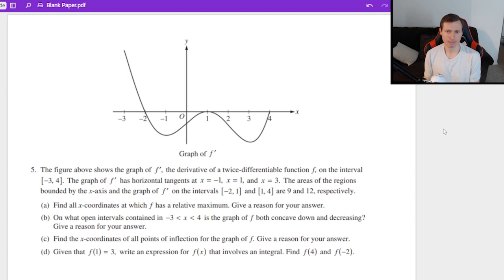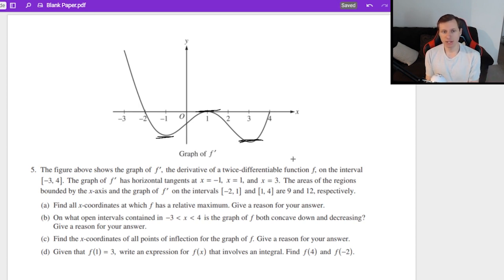But let's keep reading. On the interval from -3 to +4, the graph of f prime has horizontal tangents at x equals -1, x equals 1, and x equals 3. Remember, what does a horizontal tangent mean? That means at -1, +1, and +3, the graph is flat. That will probably play a role later in the problem for critical points.